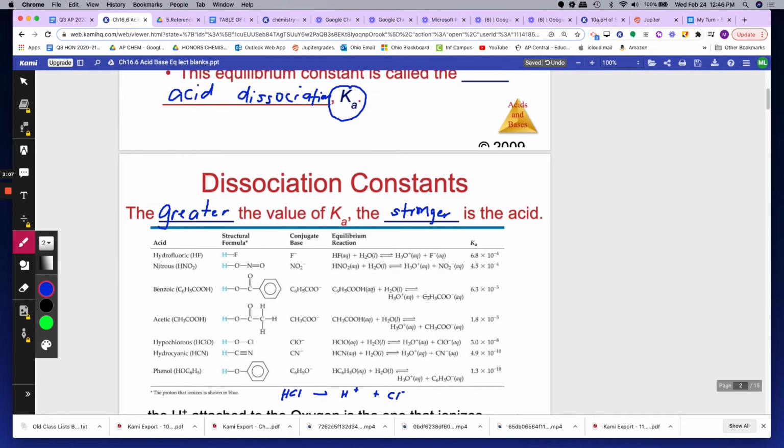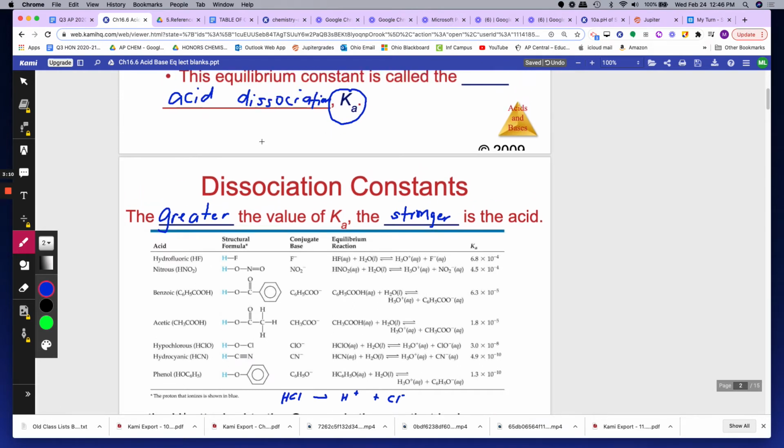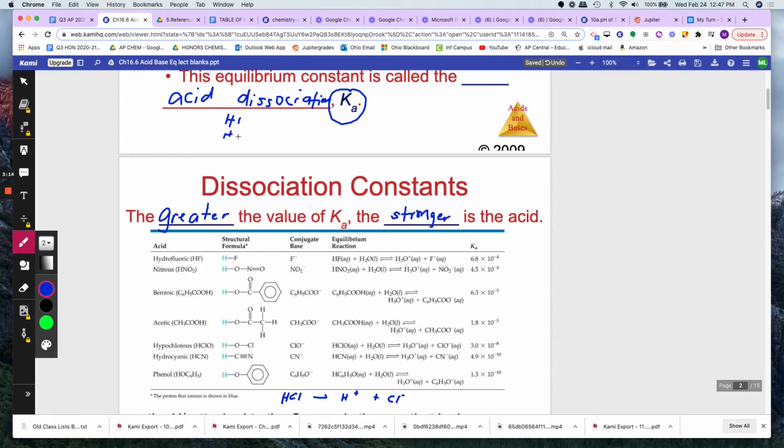You guys memorize the top 6 strong acids, and they are HI, HCl, HBr, H2SO4, HNO3, HClO3, and HClO4. This is how I memorized it: clean your bedroom, BR for bedroom, so no clowns in the closet. You have to memorize this. These are the top strong acids.